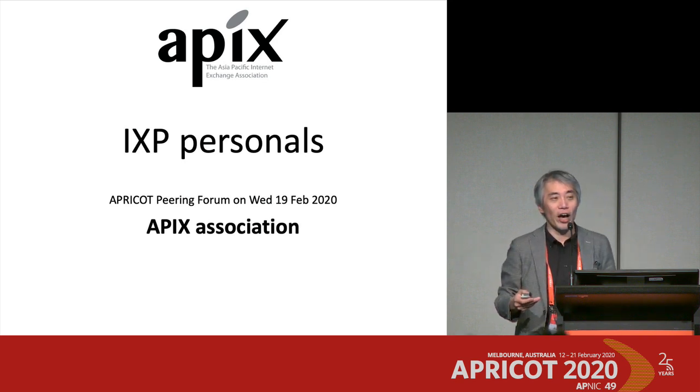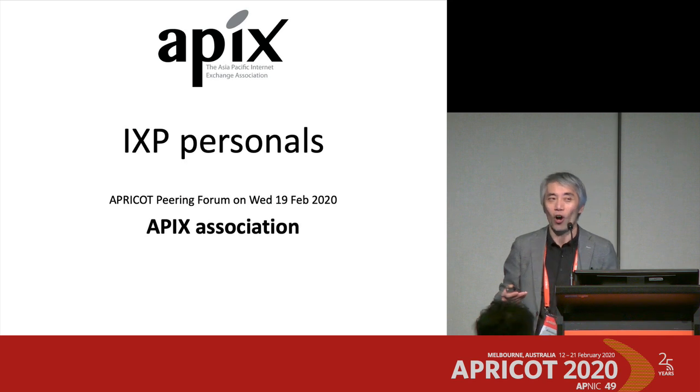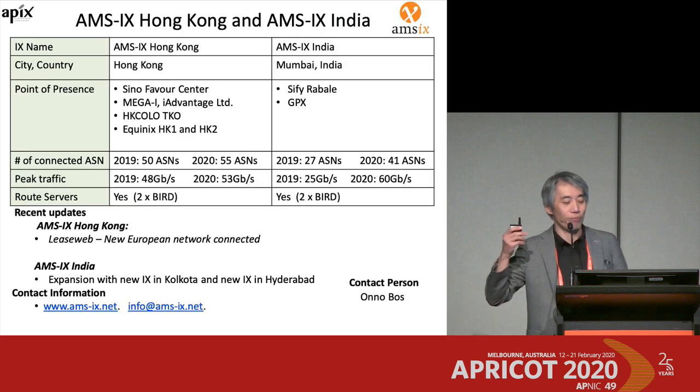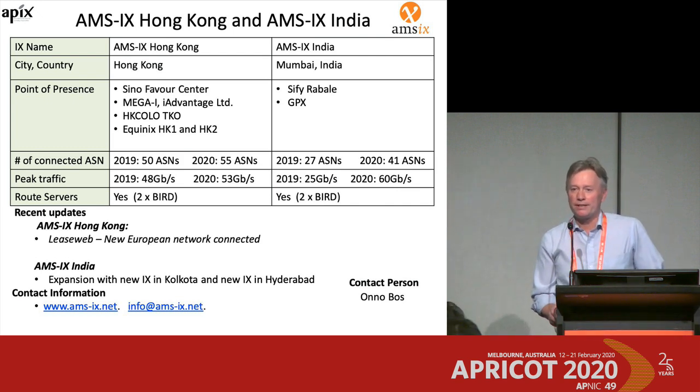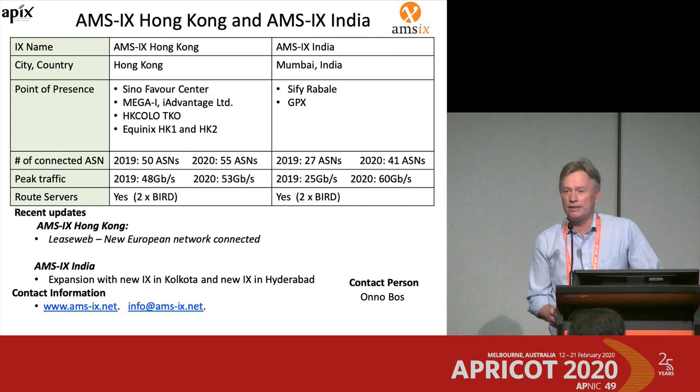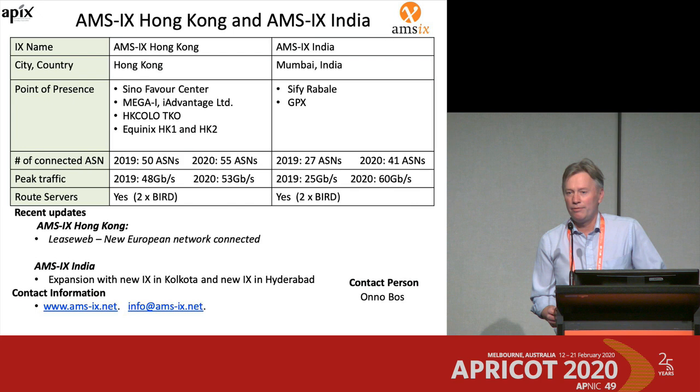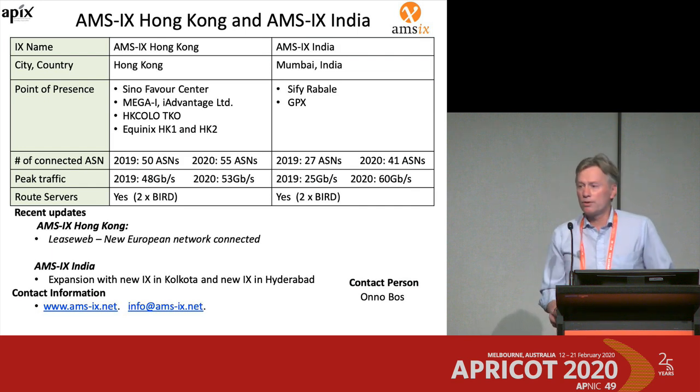The first one is the AMS-IX team, AMS-IX Hong Kong and India. Hello, my name is Onno Bos from AMS-IX. At AMS-IX, we operate internet exchanges in Amsterdam, in the U.S., in the Dutch Caribbean, and the latest addition was in Bahrain, where we deliver a new service called IX as a service, where we manage and operate an exchange on behalf of a third party. That's in Bahrain. But in this region, we also have exchanges in Hong Kong and in India.